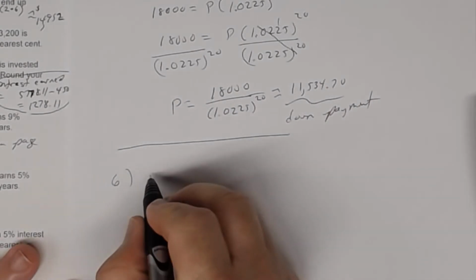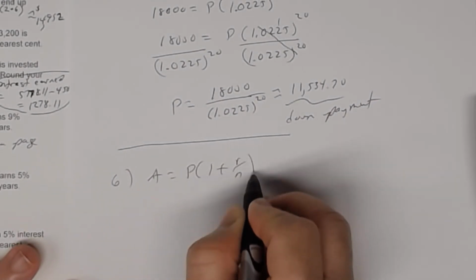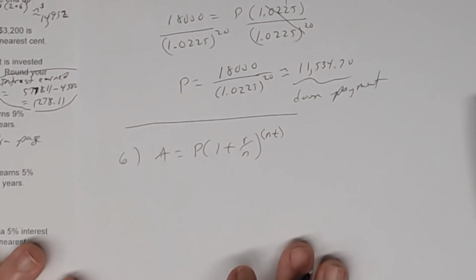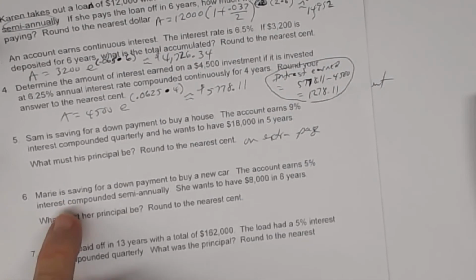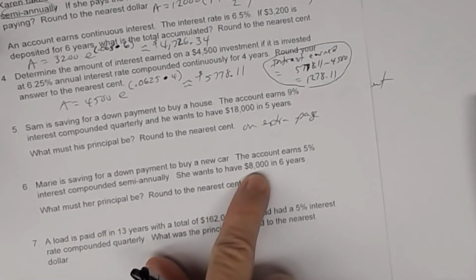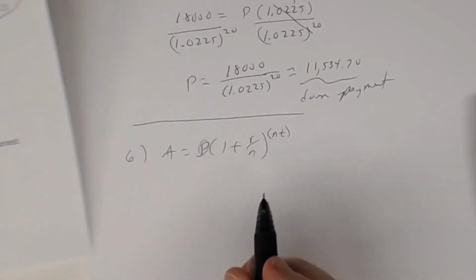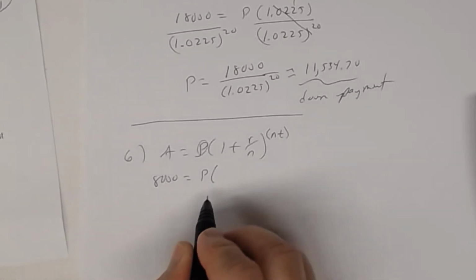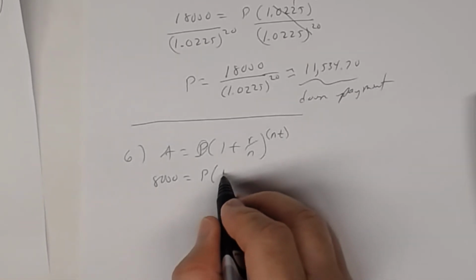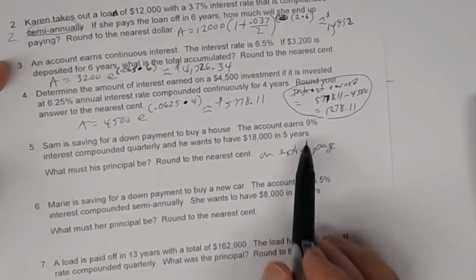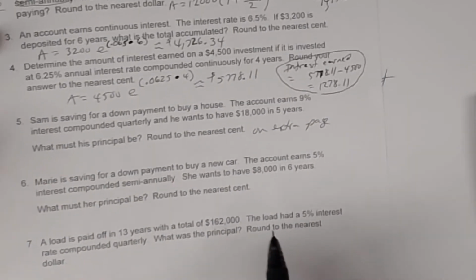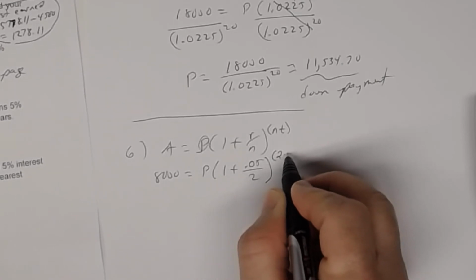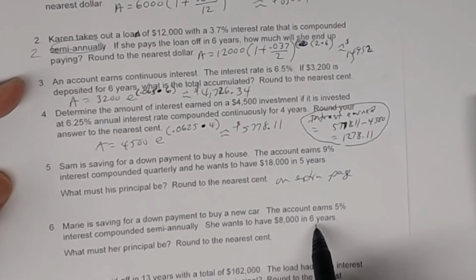So let's remind ourselves how we can do this. A equals the principal times 1 plus r divided by n, all raised to the nt. So you're looking for the principal. She wants to have $8,000 in 6 years, so 8,000 is your amount. 8,000 equals P, the initial down payment, which is what you're trying to find, times 1 plus the rate. The rate is 5%, so 0.05, divided by n, the number of times per year. Semi-annually means n is 2. All raised to 2 times t, and time is 6 years.